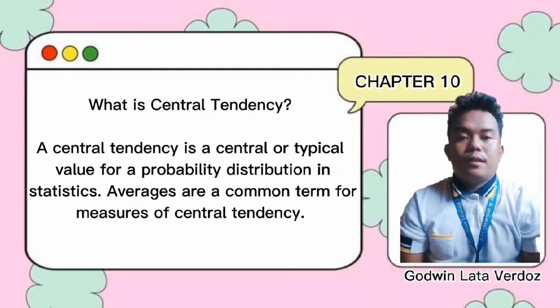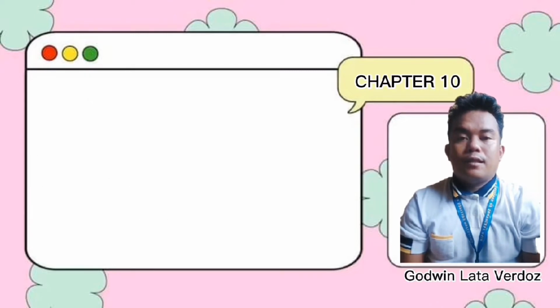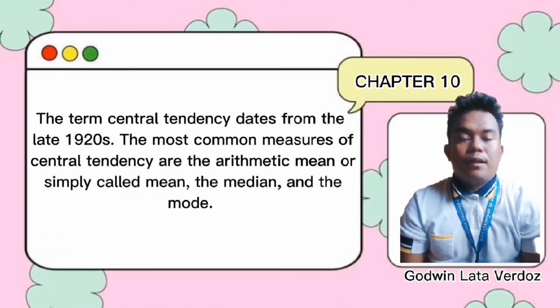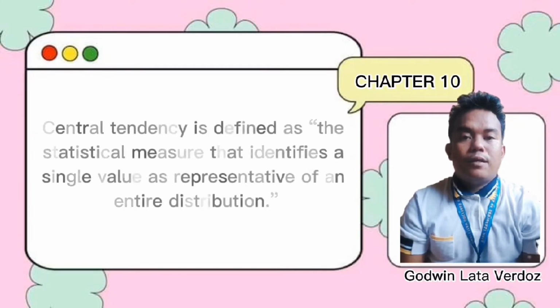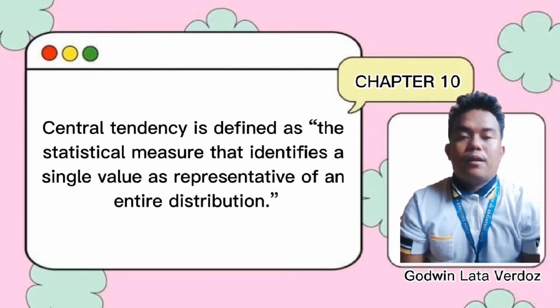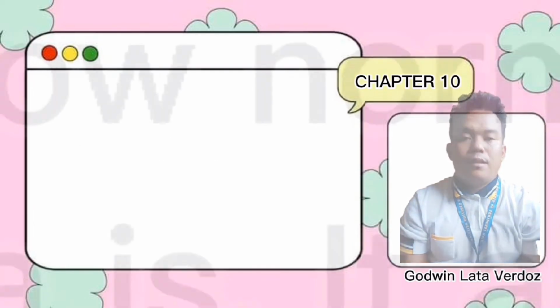Central tendency is a central or typical value for a probability distribution in statistics. Averages are a common term for measures of central tendency. The term central tendency dates from the late 1920s. The most common measures of central tendency are the arithmetic mean, or simply called the mean, the median, and the mode. Central tendency is defined as statistical measures that identify a single value as representative of an entire distribution. It aims to provide an accurate description of the entire data. It is the single value that is the most typical representative of the collected data.